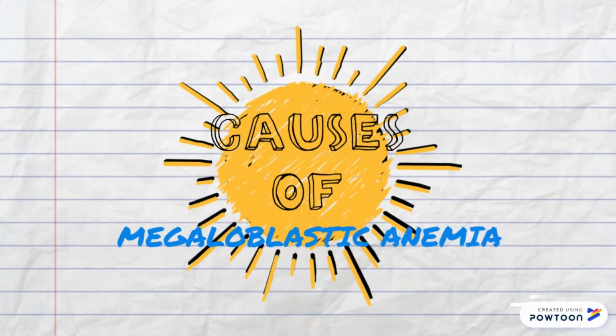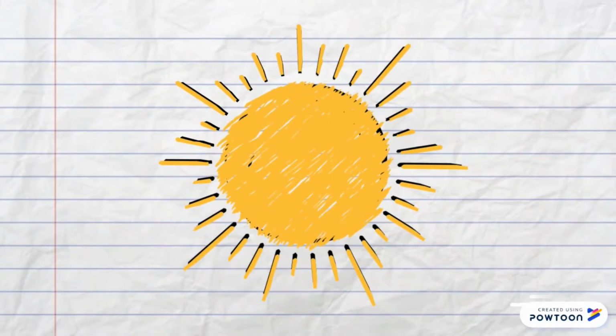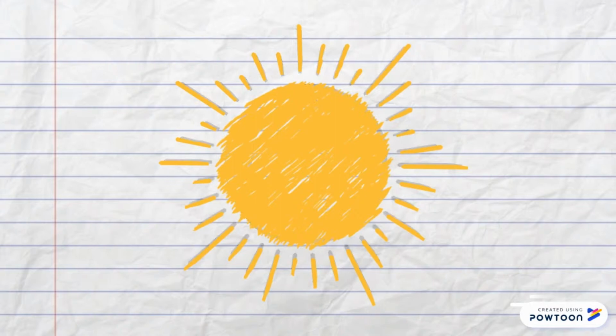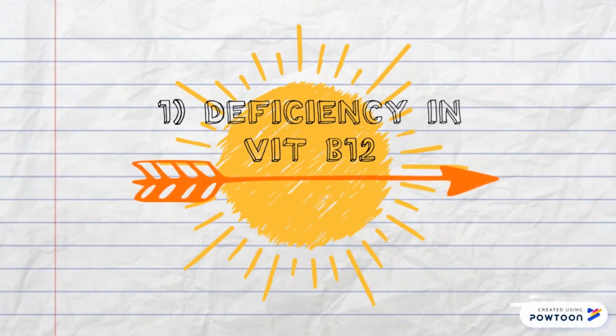Next are the causes of megaloblastic anemia. Megaloblastic anemia can occur due to two situations. First, deficiency in vitamin B12, and second, folate deficiency.